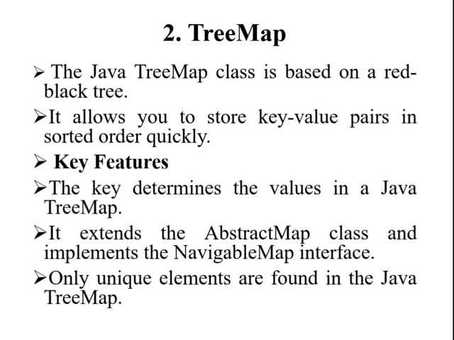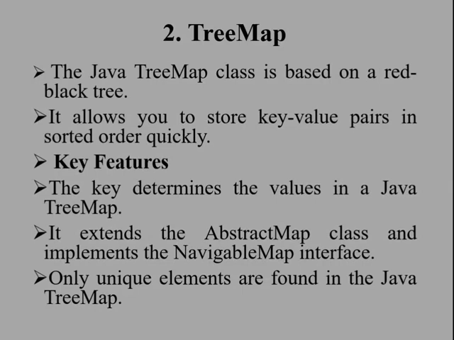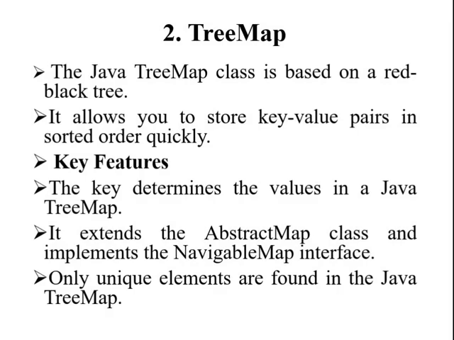Third, only unique elements are found in the Java TreeMap. Fourth, there can't be a null key in a Java TreeMap, but there can be numerous null values. Fifth, TreeMap in Java is not synchronized. And the last feature of TreeMap is that ascending order is maintained via Java TreeMap. This is all about the features of TreeMap. Let us consider one example, a program that shows how we can use the TreeMap.